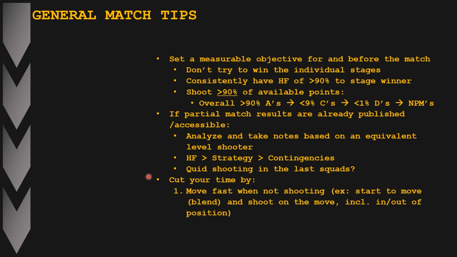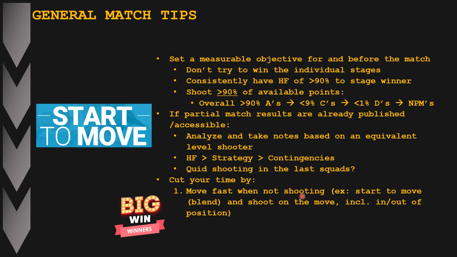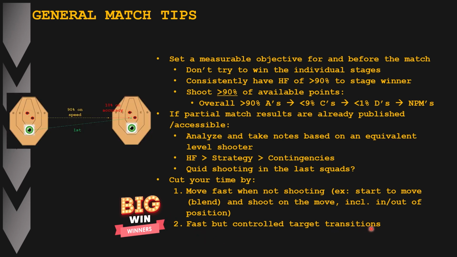How can you cut time? Well, first of all, it's important to move fast when not shooting. That includes that you need to start to move and blend different tasks together, that you need to shoot on the move and also in and out of a position. Secondly, make sure that you have fast but controlled target transitions, especially in a race where there are multiple targets. Select your point of aim, really hone in on that during your walkthrough, and then make sure that your eyes transition fast from one point of aim to another, and your gun will follow after that.